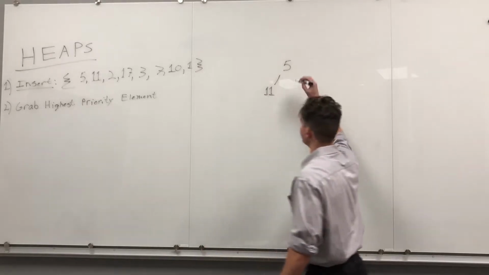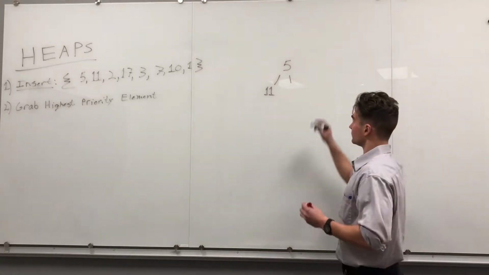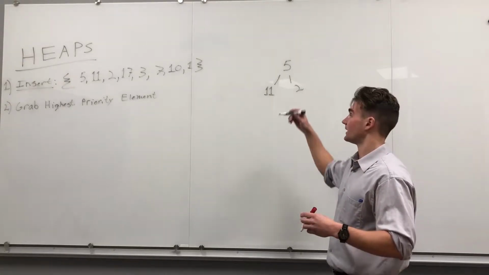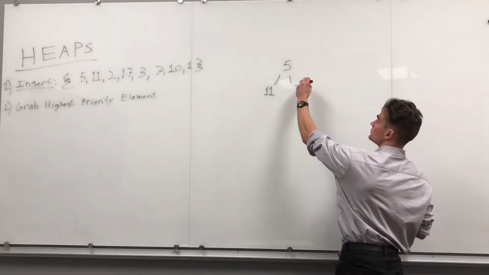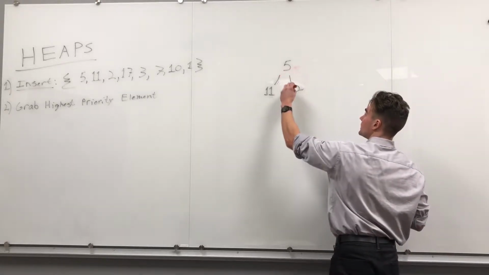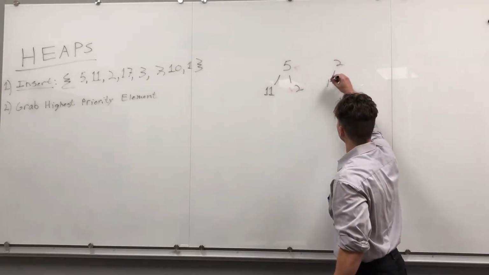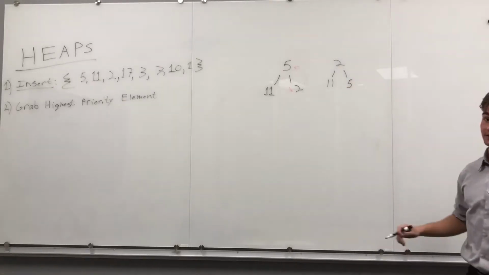Now 2 comes in, and now the game has completely changed. 2 has higher priority than 5. Since 2 is a child of 5, it violates our min heap property, therefore we need to bubble it up, which means we need to switch this one and this one, making our heap now 2, 11, and 5. Super.